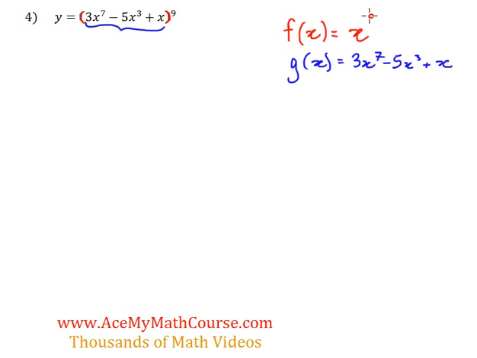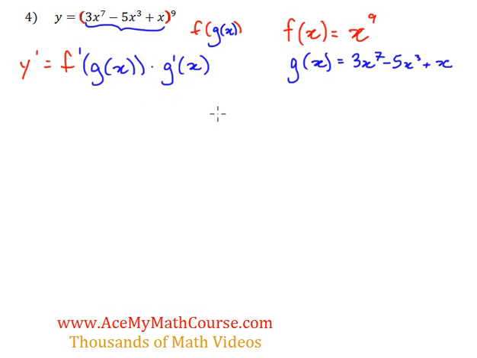So x to the 9. Great. So, according to the chain rule, y prime will be, of course, we're taking a look at f of g of x, right? f of g of x. So y prime will be f prime of g of x times g prime of x. So let's find this element first. What is f prime of g of x?